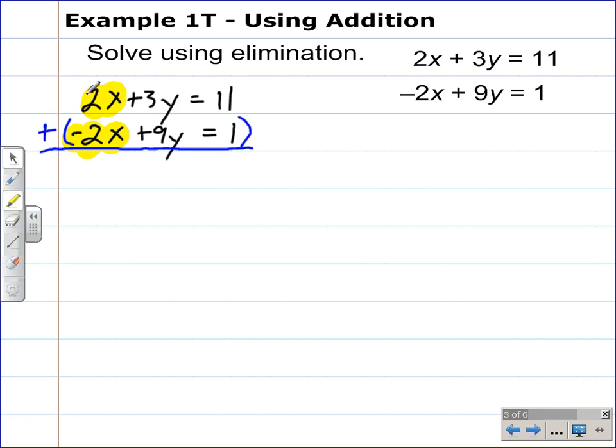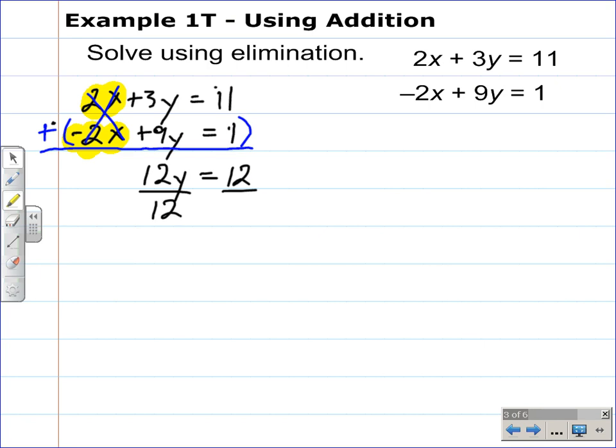2x plus negative 2x is 0. Those two are eliminated. And then we add 3y plus 9y, and that gives 12y. Bring down the equal sign. And then finally, 11 plus 1, that gives 12. Then we solve this equation, which is a very simple equation to solve.